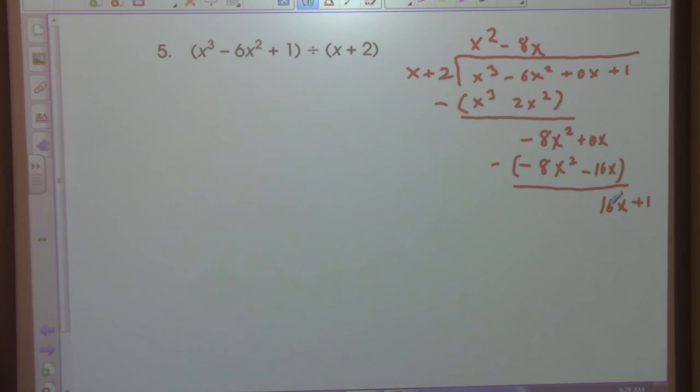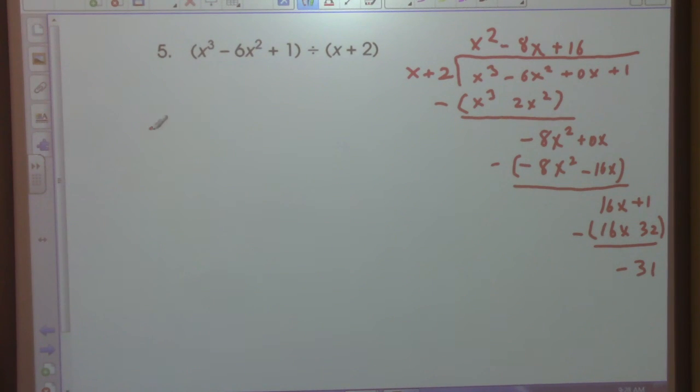And then 16x divided by x is going to be plus 16. 16 times x, we got 16x. And we have 16 times 2 is going to be 32. And we subtract out here. What do we get? Is it negative 31, right?